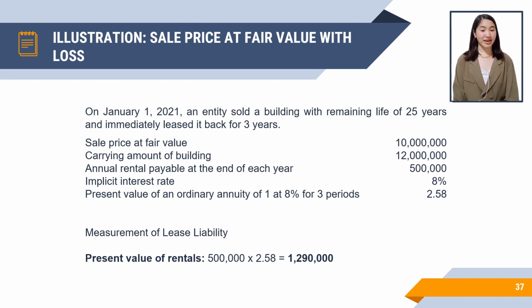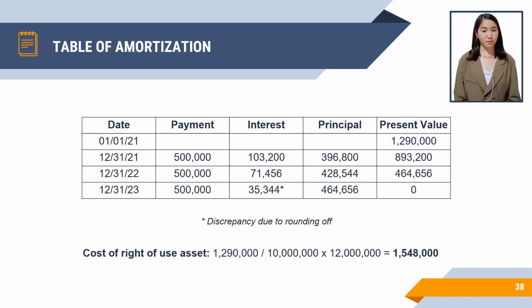So, katulad sa mga nakaraang illustration, kailangan natin unang i-compute is the lease liability. So, to get it, as usual, kukunin lang natin yung annual rental payable, i-multiply sa present value of an ordinary annuity na 2.58, and we arrive at 1,290,000 pesos. So this is the table of amortization. So at the day 1, present value is 1,290,000 pesos.